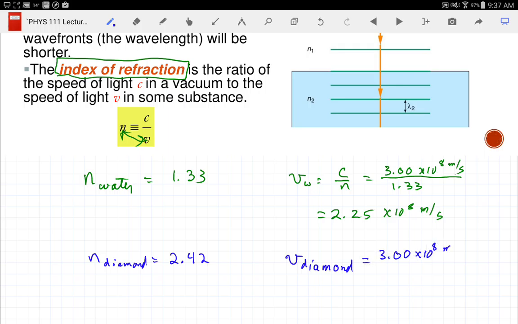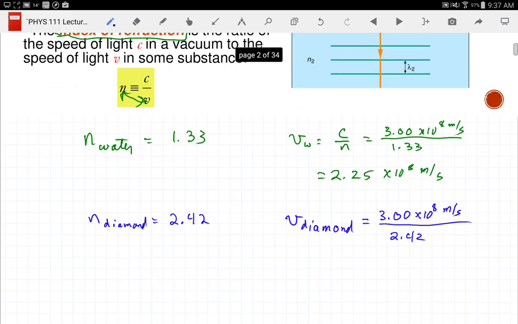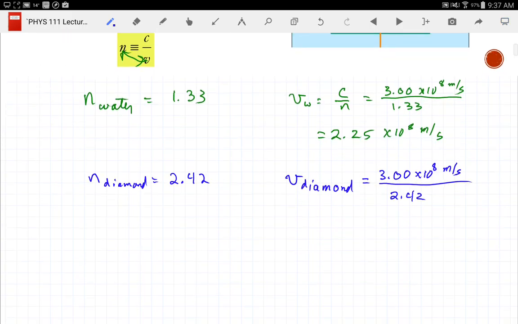Now, notice I said relatively. It's obviously a lot faster than you can run. So if you take 3 times 10 to the 8 and you divide it by 2.42, that's going to give you something that's a little bit above 1 times 10 to the 8.